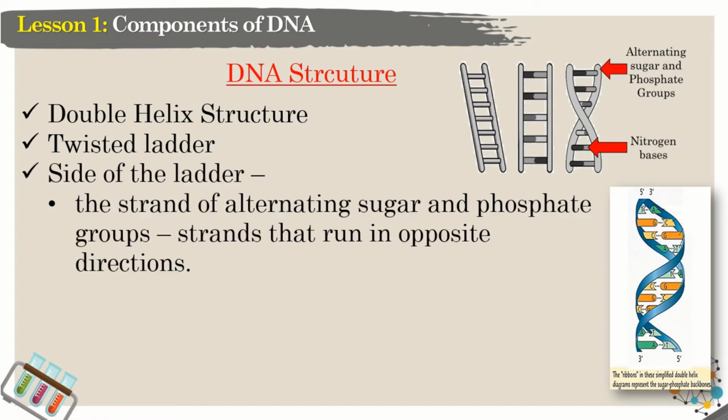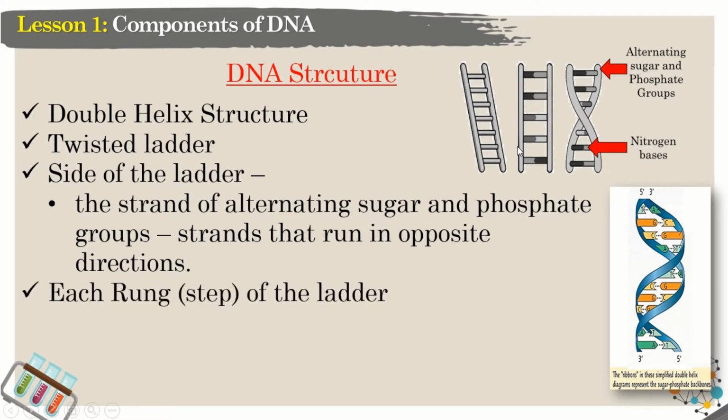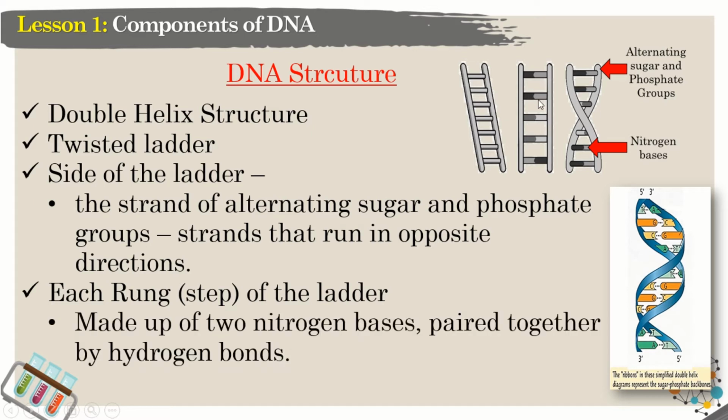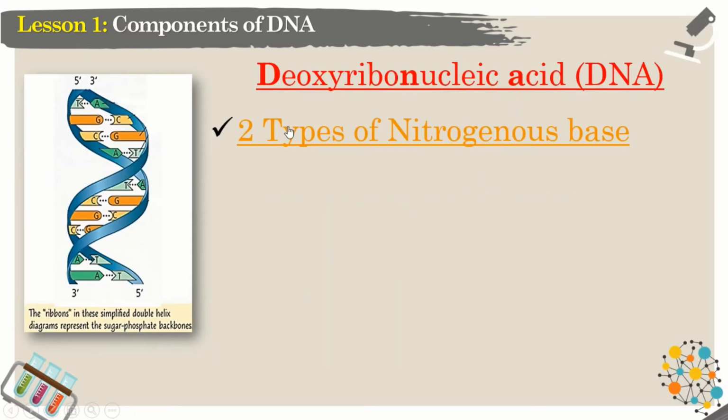So the side of the ladder is composed of alternating sugar and phosphate. And then each step or rung of the ladder is composed of nitrogen bases paired together by hydrogen bonds. So again, the structure of DNA is known as the double helix structure, also known as the twisted ladder.